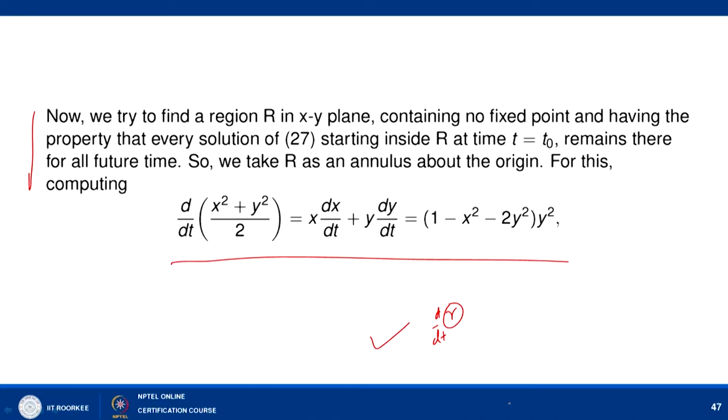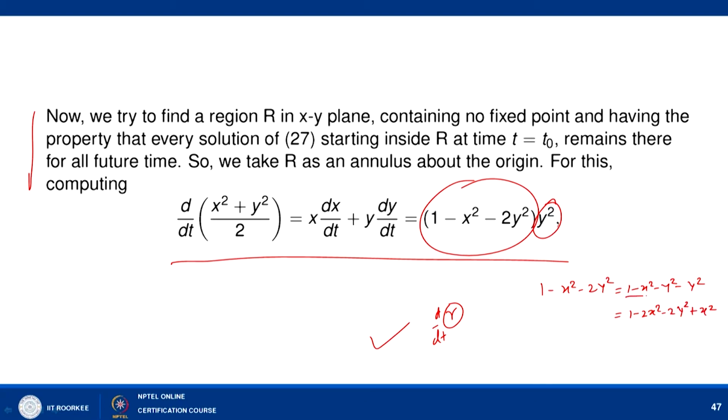So, d by dt of (x square plus y square) is coming out to be (1 minus x square minus 2 y square) into y square. Now, with the help of this we will try to find the region. Look, y square is always positive, right. So, everything will depend on 1 minus x square minus 2 y square. I can write 1 minus x square minus 2 y square in two ways. One is 1 minus x square minus y square minus y square. Another way is 1 minus 2 x square minus 2 y square plus x square.